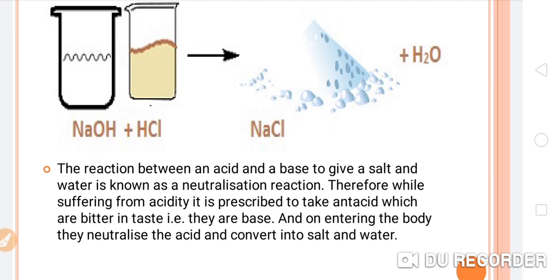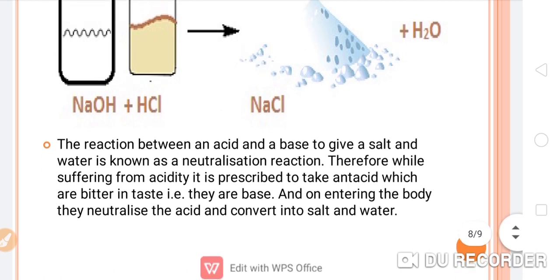Okay, therefore, while suffering from acidity, this is a very important example, if you are suffering with acidity, the doctor will suggest you take some antacid, and the antacid might be milk of magnesia or sodium bicarbonate. So when you take sodium bicarbonate and milk of magnesia, it will neutralize the effect of the acidity.